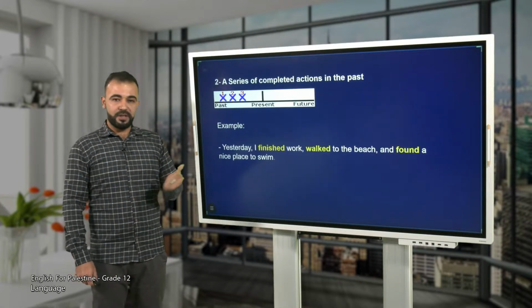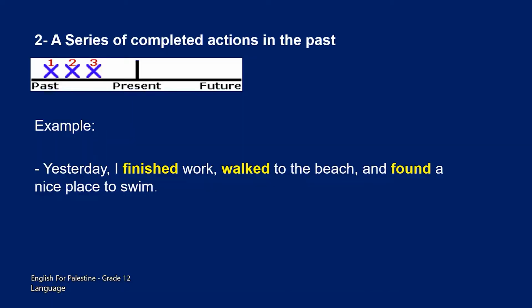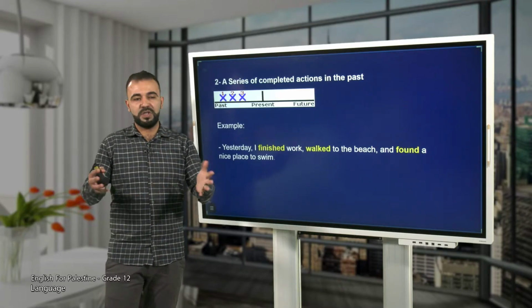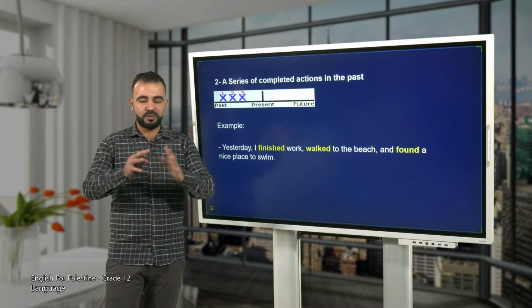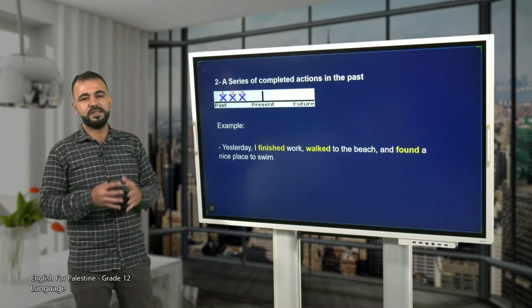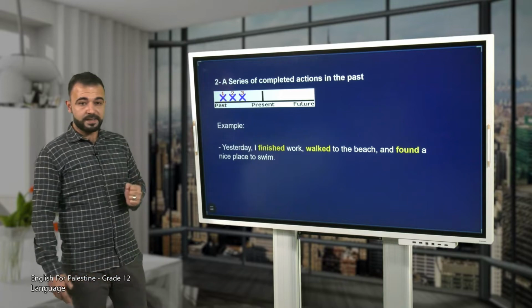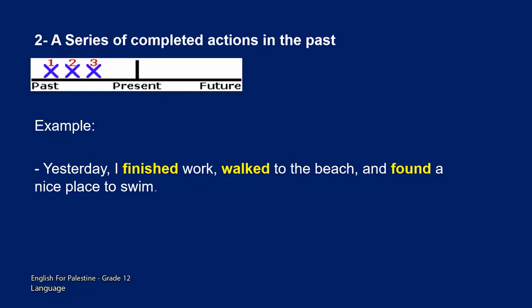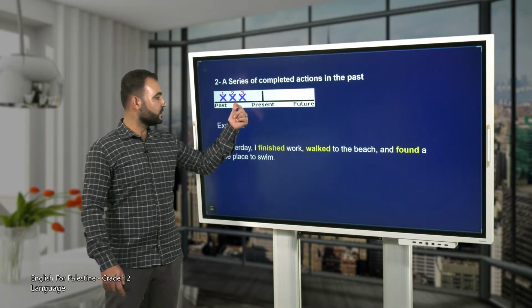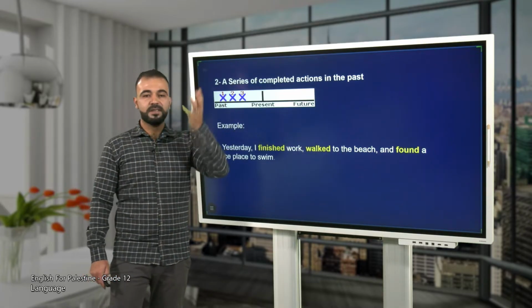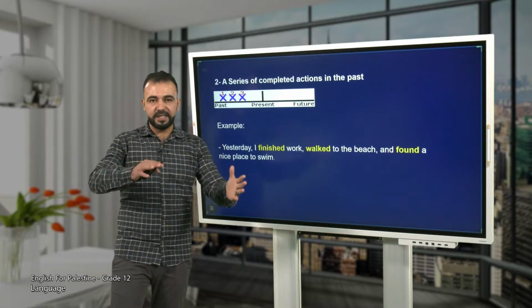The second use of the past simple: a series of completed actions in the past. For example, when I want to mention more than one action which was done and completed in the past, I use the past simple tense. Let's see the example. Yesterday, I finished work, walked to the beach, and found a nice place to swim. Here we have finished, walked, and found. All these happened, started and ended in the past.